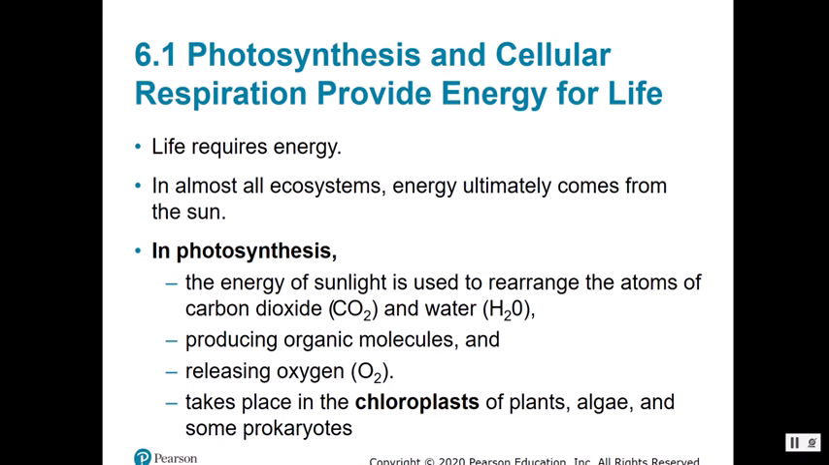Now this takes place in chloroplasts. There's a special organelle called the chloroplast where photosynthesis takes place. And it's not in every cell. It's going to be in plants, algae, and some prokaryotes. You'll notice we are missing from that list. We, animals, which are eukaryotes, we don't do photosynthesis. Therefore, we don't have chloroplasts.